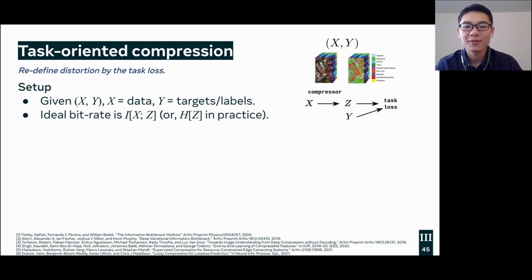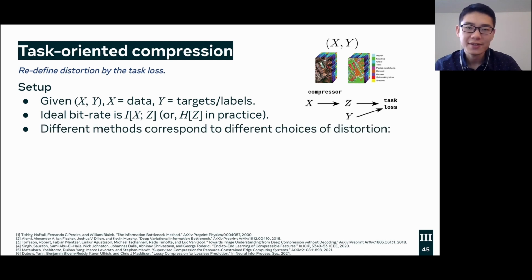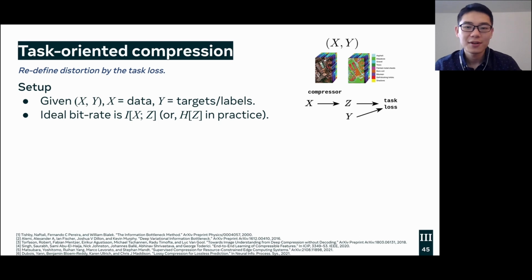Our compression algorithm takes in data sample x and returns a compressed output that I denote by z. This z is what's used for the downstream task instead of the original data x. The bit rate of our compressor can be measured by the mutual information between x and z. This is what we did in rate-distortion theory. Or in practice, this is often just measured by the Shannon entropy of the variable z when we use a discrete representation for entropy coding.